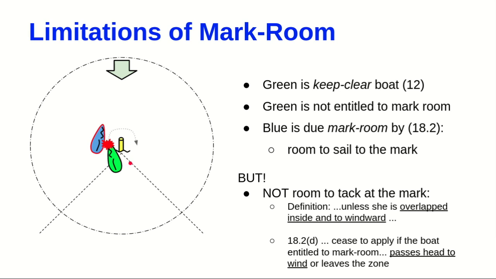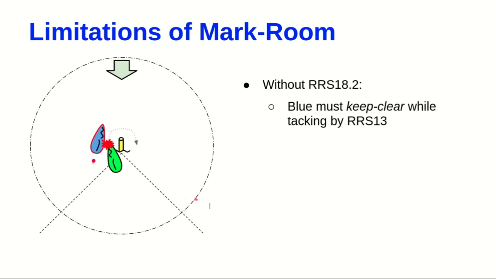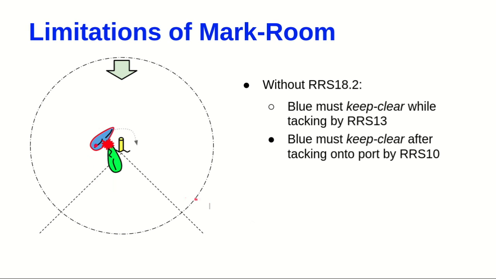In this situation, the mark room that green owes to blue doesn't include room to tack. And even if it did, when blue tacks, by 18.2d, rule 18 ceases to apply. So now she's just the tacking boat. By rule 13, she must keep clear of green. Even when she finishes a tack, she's now on port and green's on starboard. So by rule 10, she must keep clear of green.